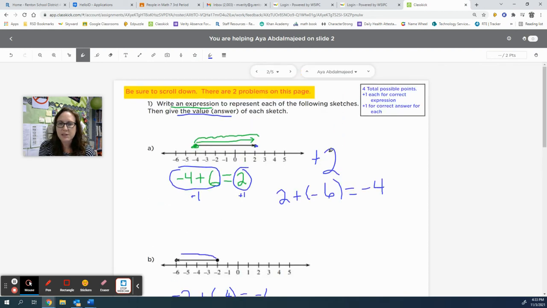So for the 2 points, whatever points you got fully on that page, I put up here. So let's pretend that you got all 4 points. It would look like that. If you got 3 points, it would be +3 points up in this area.